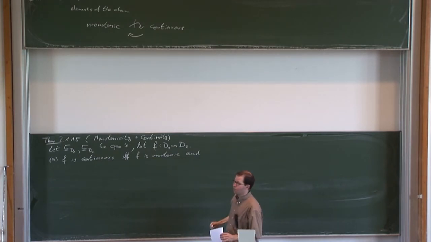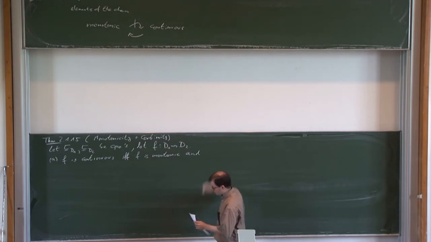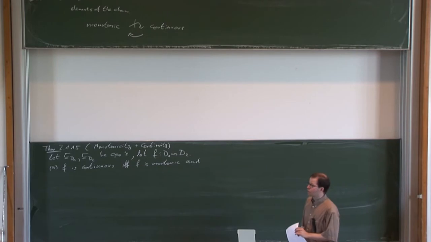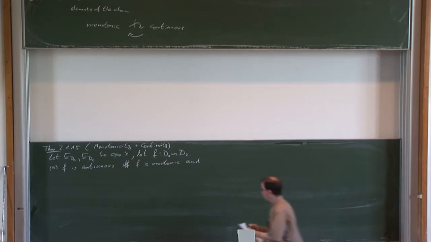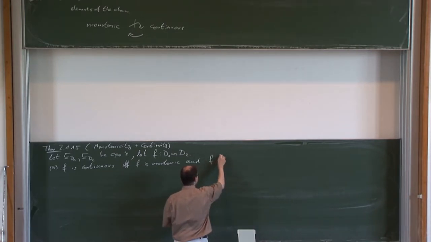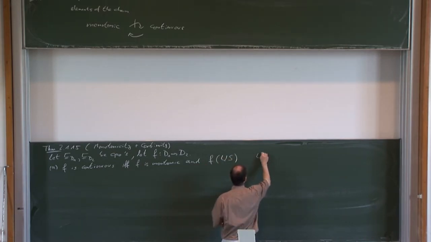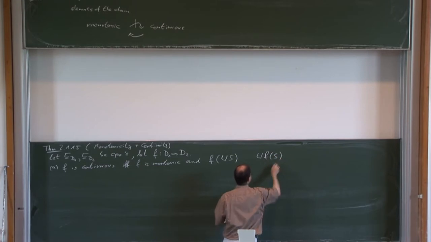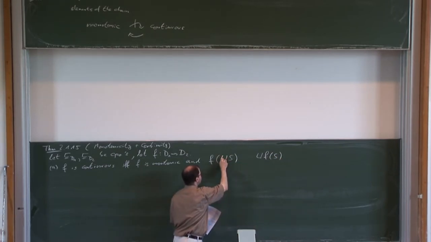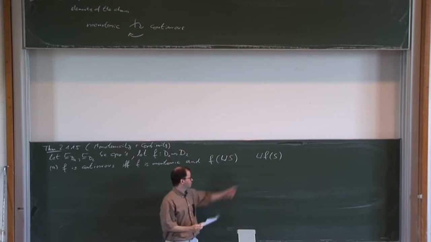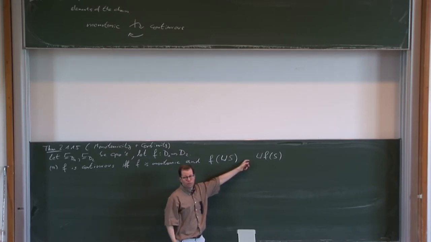So continuity is a bit more than monotonicity. It's monotonicity plus something. And the something is 1/2 of the continuity condition. So for continuous functions, you have this. This must be the same as this. It shouldn't matter whether you first build the least upper bound and then apply f, or whether you do it the other way around. This has to be equal.